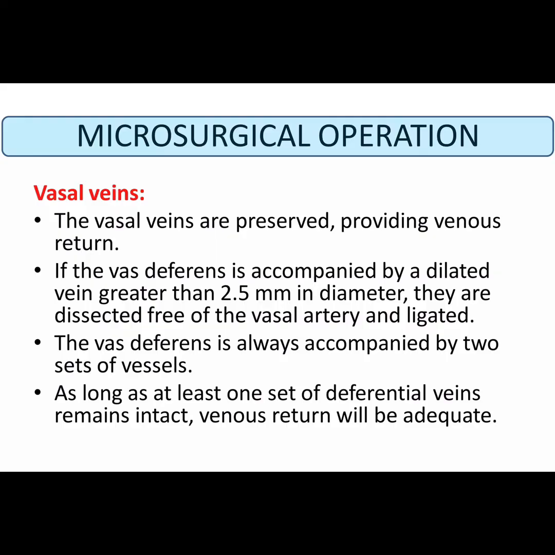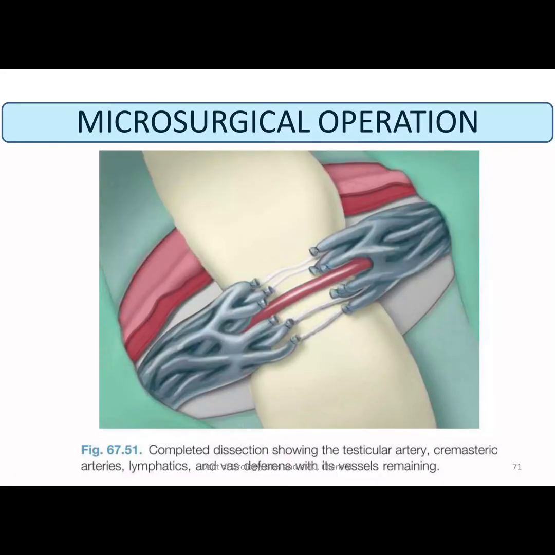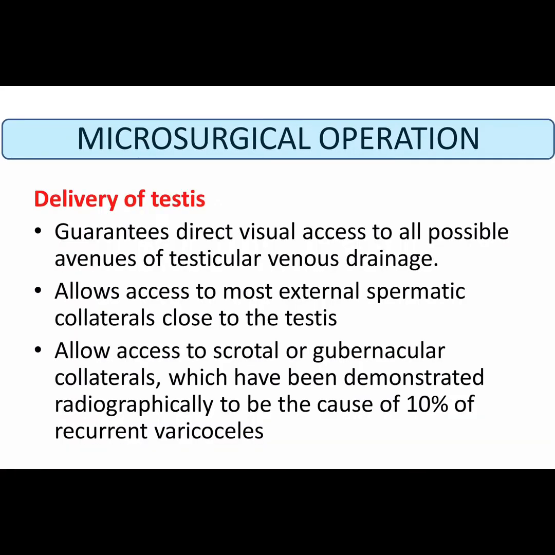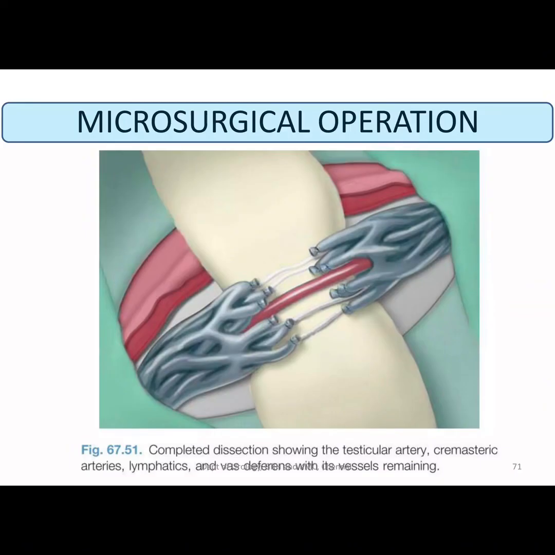So after dissection of the cord and ligation of all the visible veins, it is better to deliver the testis and ligate approximately 10 of the veins around the testis, and this leads to a good result. It is also important to identify the artery during this whole procedure. The artery can be identified by visualizing its pulsation under high, 25x, magnification.